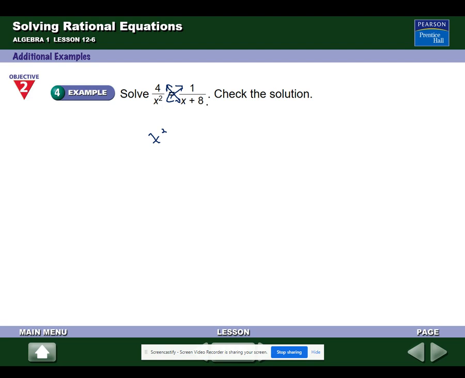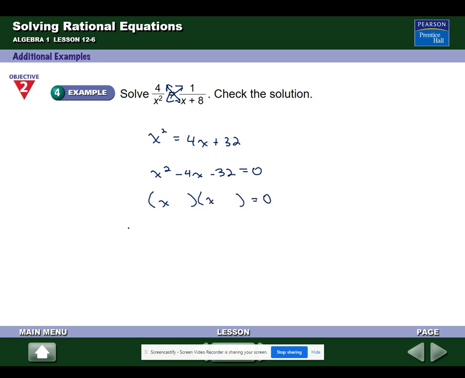4 times the quantity x plus 8, if you want to write that as 4 parenthesis x plus 8, you can. I'll just remember to distribute. That'd be 4x plus 32. If you do what I did, just make sure you remember to distribute the 4, okay? And then here again, x squared minus 4x minus 32 equals 0 is a quadratic equation that we can solve, probably by factoring. So let's try it.